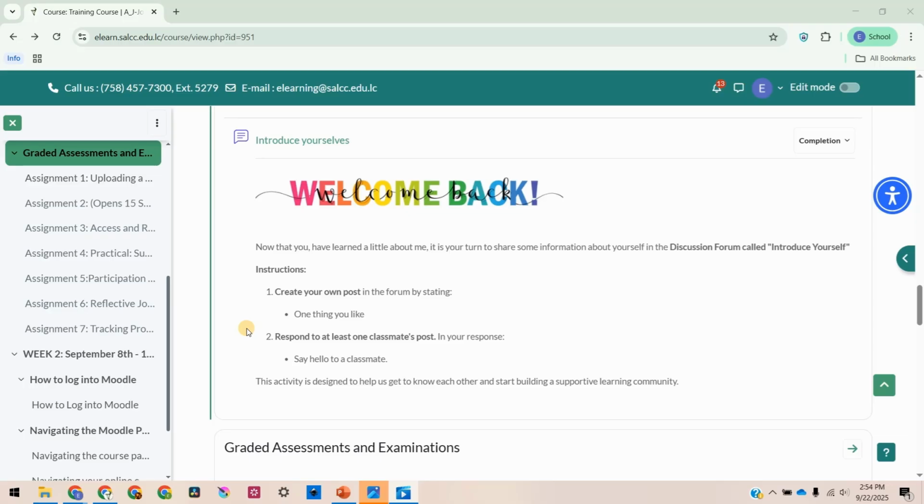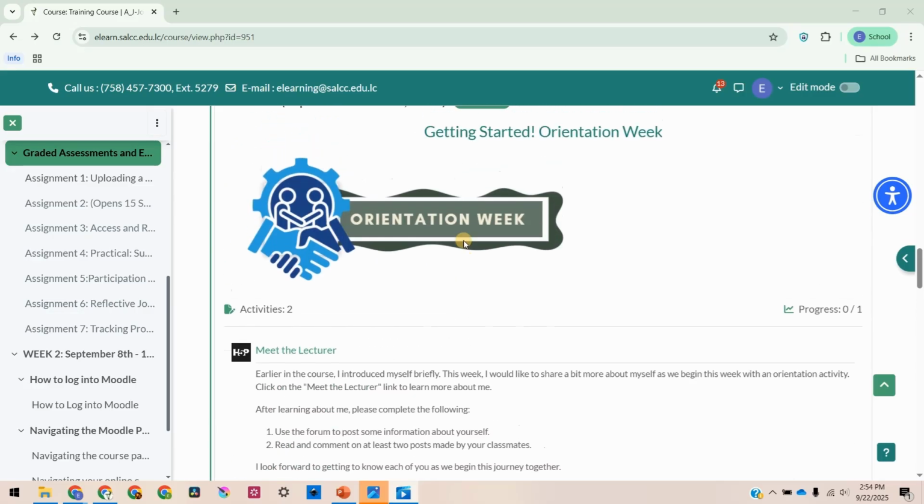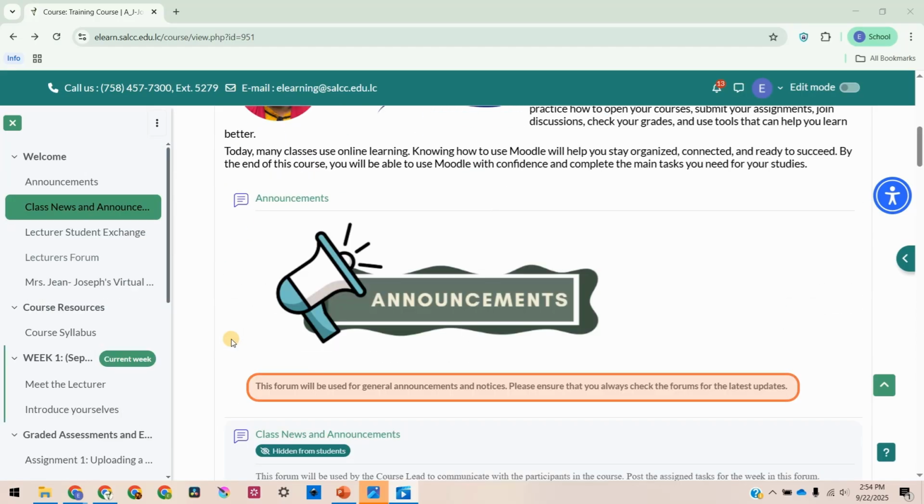Keep in mind that these characteristics may not apply to all types of instructions on your page. For example, the instructions for an announcements forum may not include steps, therefore, the instructions cannot be sequential.